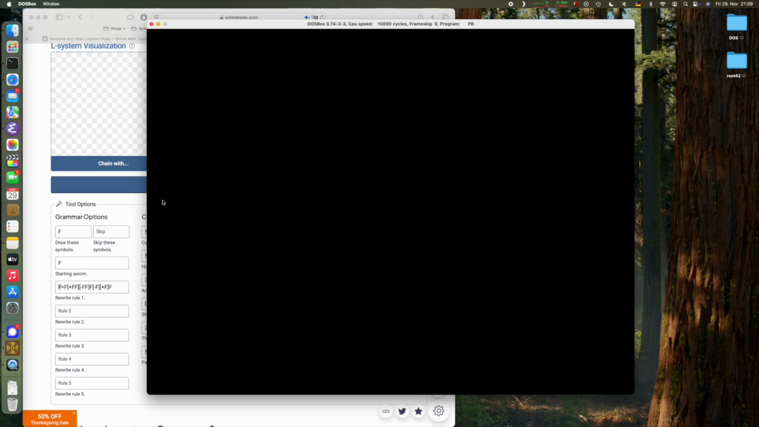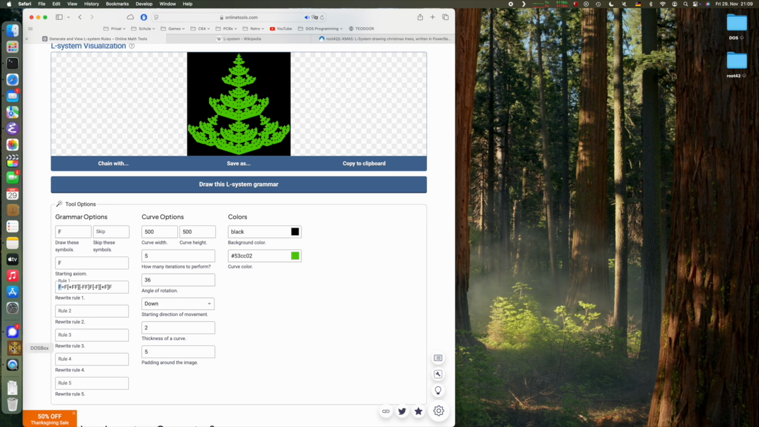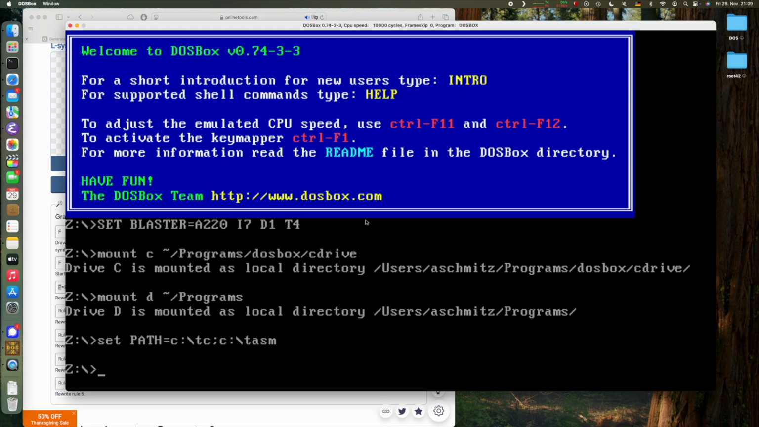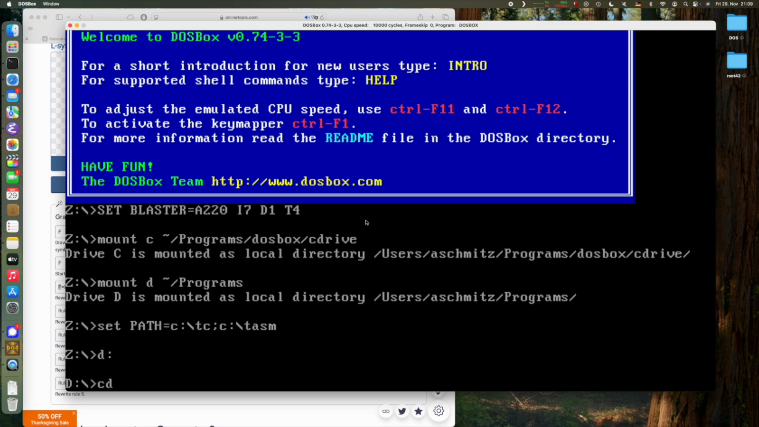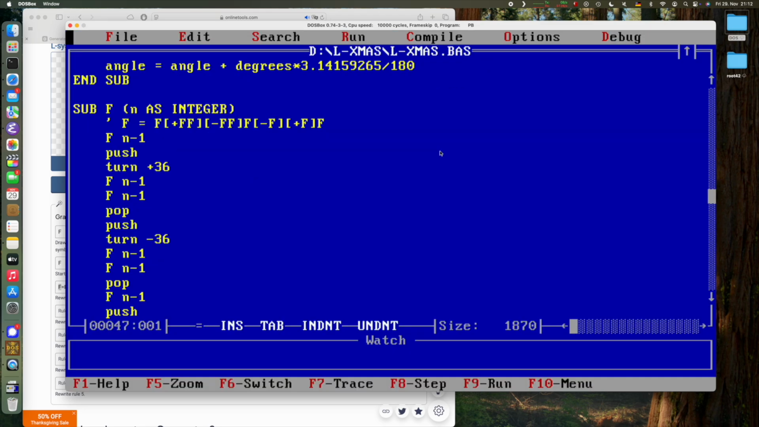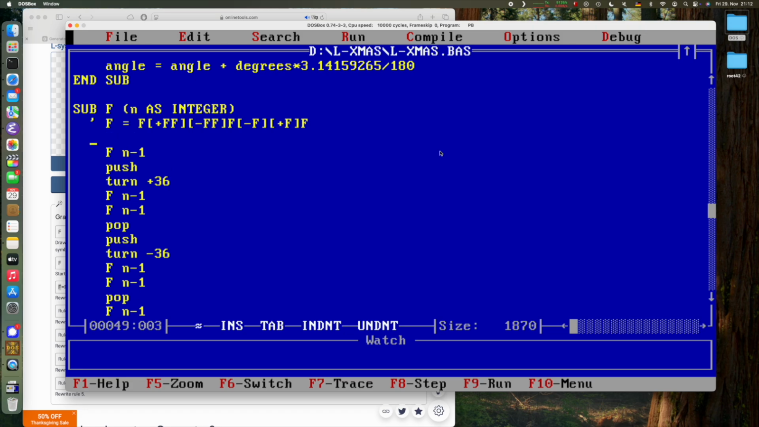And nothing happens. And actually I managed to probably produce an infinite loop somewhere. Okay, actually it was pretty simple, because of course this is generating an infinite loop because we don't have an end of recursion. So if n equals 0, we actually have to draw something. We have to call the forward subroutine.